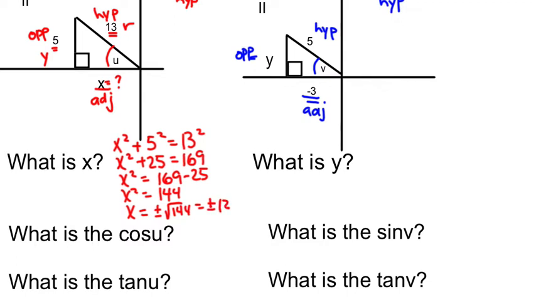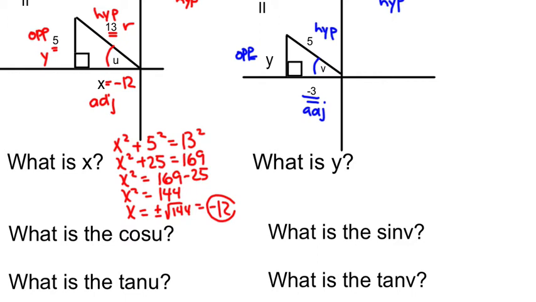Now, depending on our quadrant is if our x is going to be positive or negative. So let's head up to this second quadrant. That x has to be negative because we're in the second quadrant. So I'm going to say x equals -12. And there's our side adjacent.